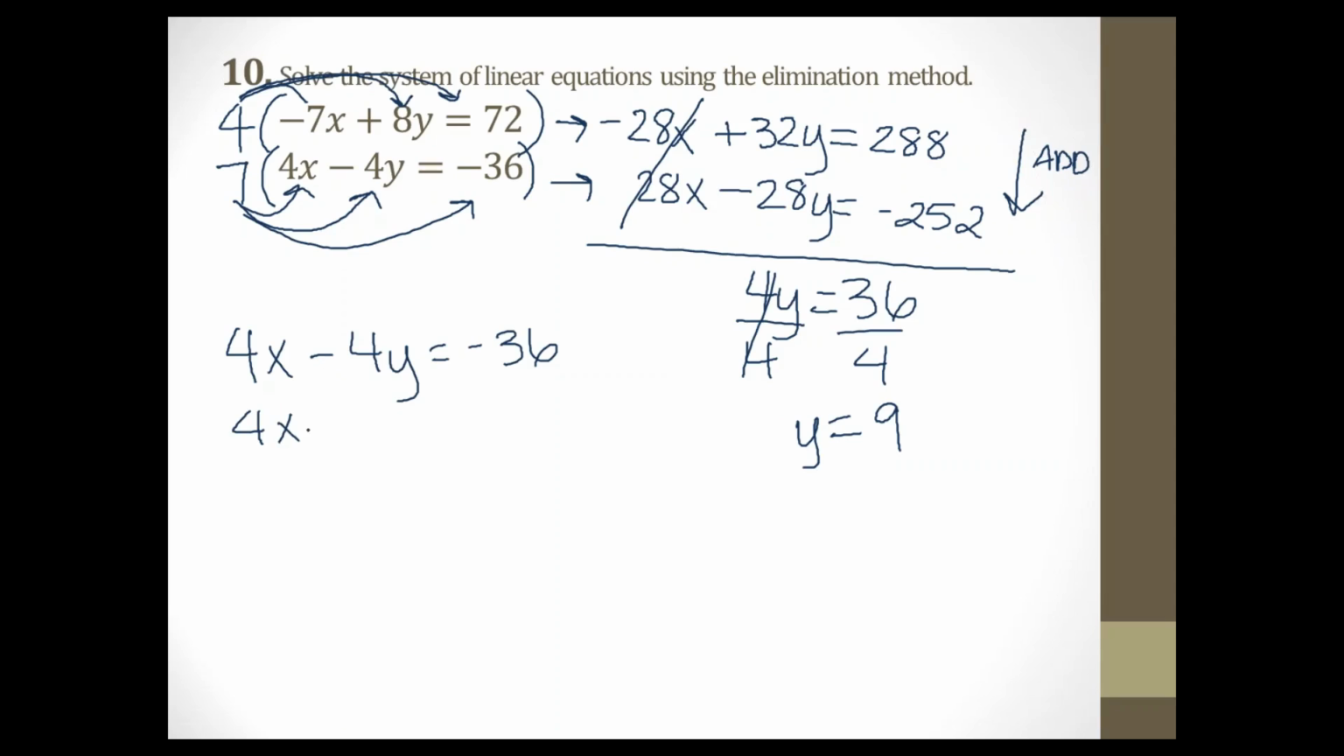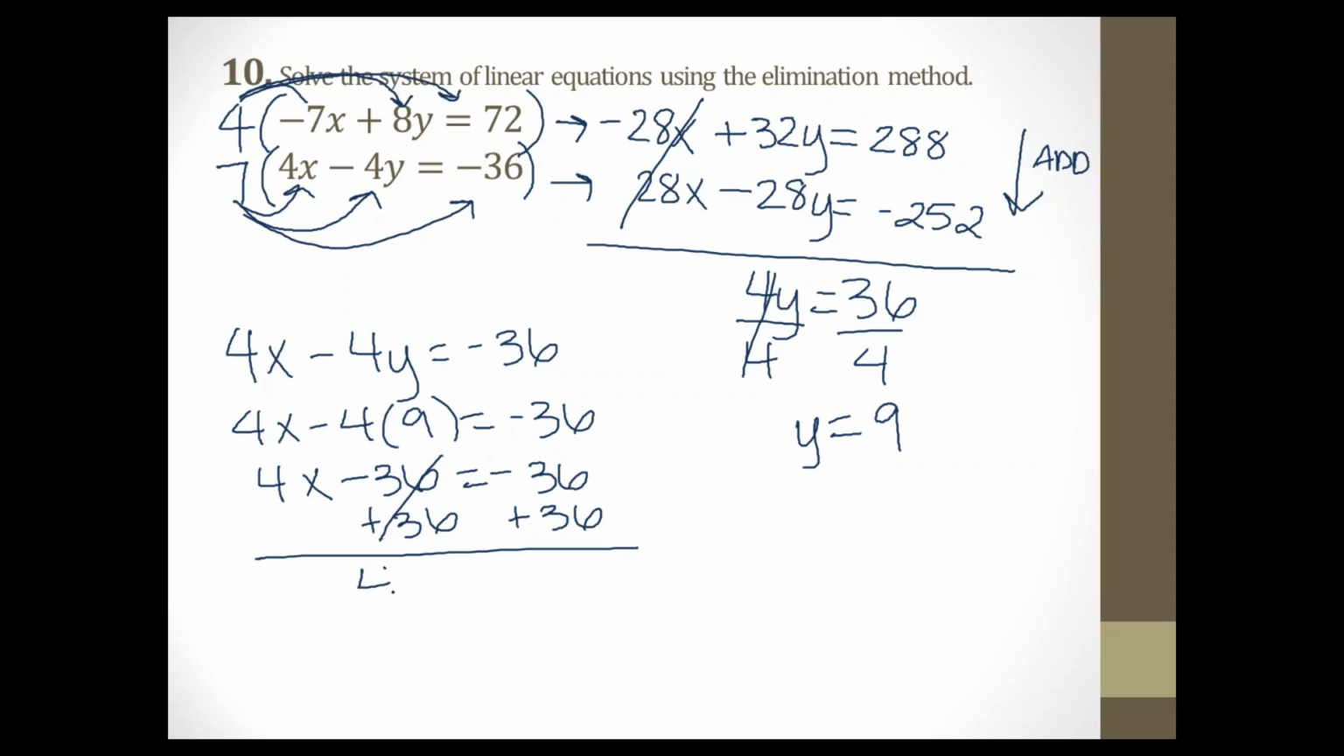So that's 4x minus 4 times 9 equals -36. So that's 4x, -4 times 9 is -36 equals -36. So then if I'm going to add 36 to get 4x by itself, that cancels this out here. I'm going to bring down my 4x equals -36 plus 36 is 0. And then to solve for x, I'm going to divide by 4, and 0 divided by 4 equals 0. So now I have my x coordinate for my solution and my y coordinate for the solution. So my solution will be 0, 9.